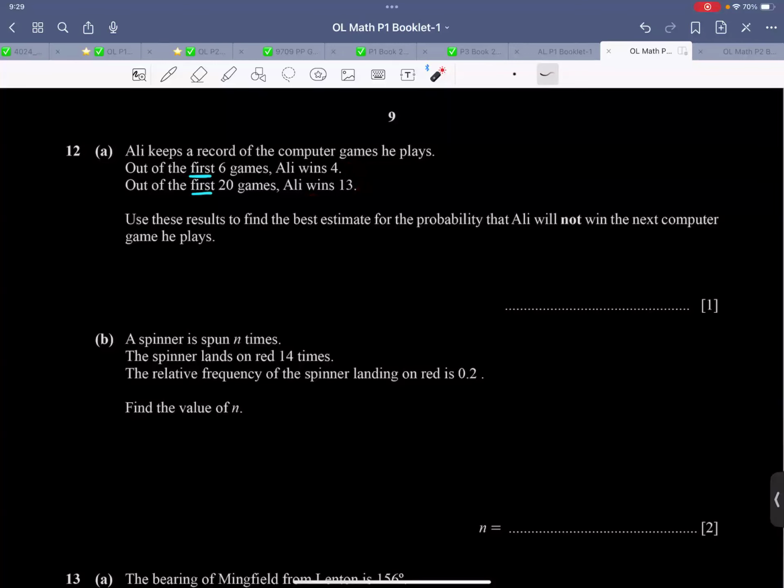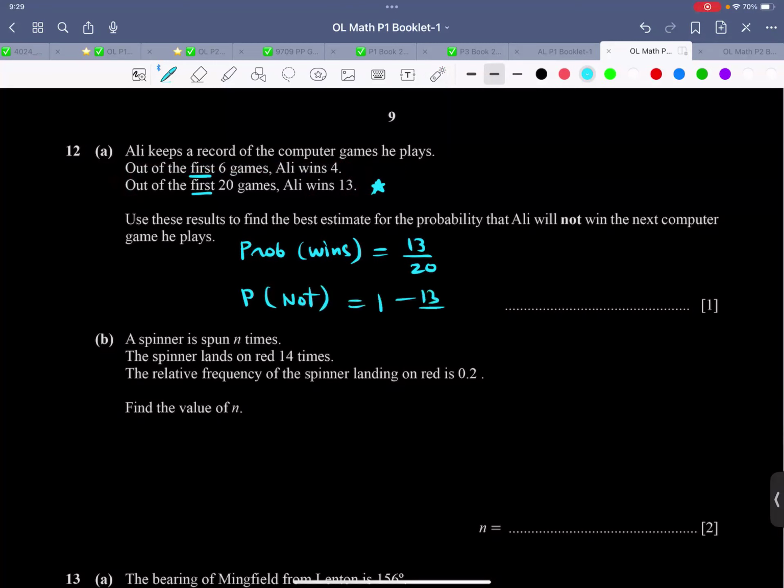That's not the issue. This is the data for the first 6 games, but why should we use this data when we have the data for the first 20 games? So just use this. If I use this, the probability that Ali wins the game is 13 out of 20. The probability of not winning the game is 1 minus 13 over 20, which comes out to be 7 over 20. So basically, the first 6 games are not considered because they are already part and parcel of it.